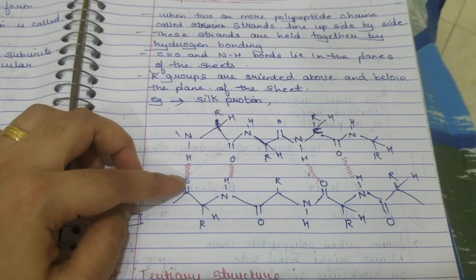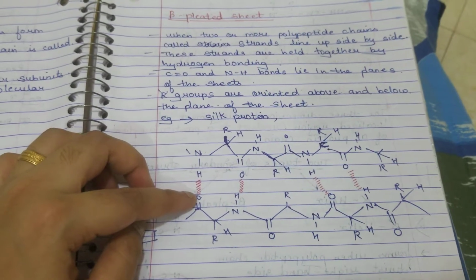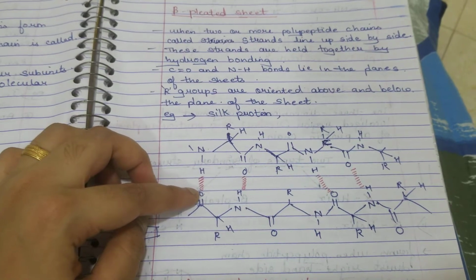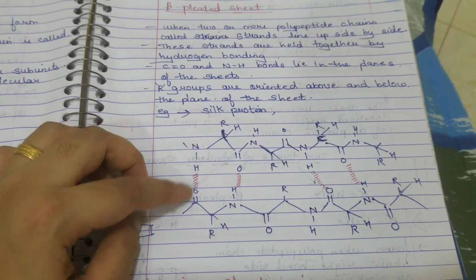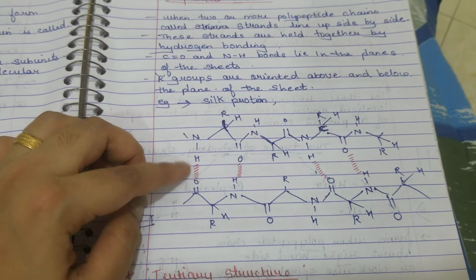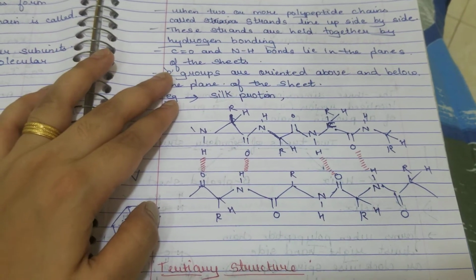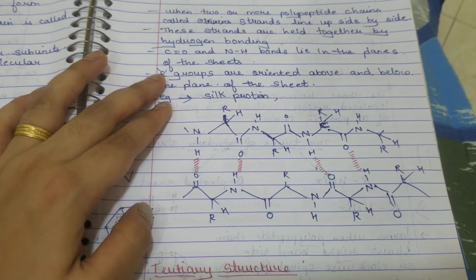Now what is the definition of hydrogen bond? Hydrogen forms a bond with any electronegative element or atom that is present in its vicinity. So O is the one which has the negative charge, hence the hydrogen bond is formed between O and H. Now, the C=O and the NH bonds lie in the planes of the sheet.